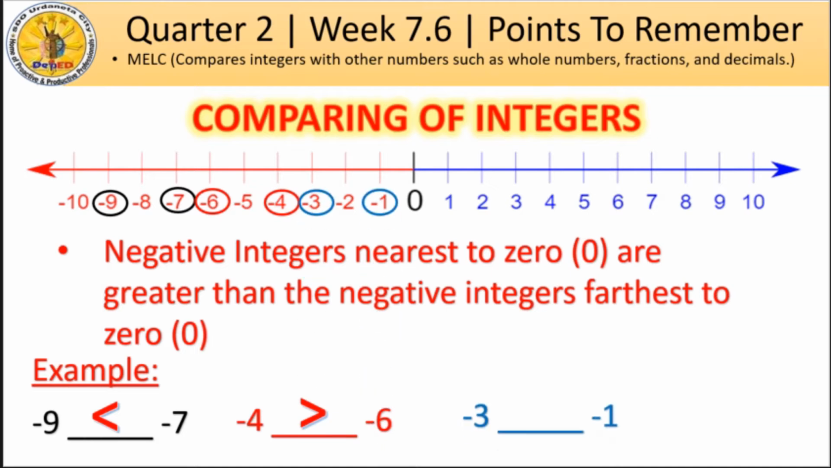For negative 3 and negative 1, since negative 3 is farther from 0 than negative 1, then negative 3 is lesser than negative 1. And lastly, negative 5 and negative 5. Since they are both negative 5, then we will use the equal sign.